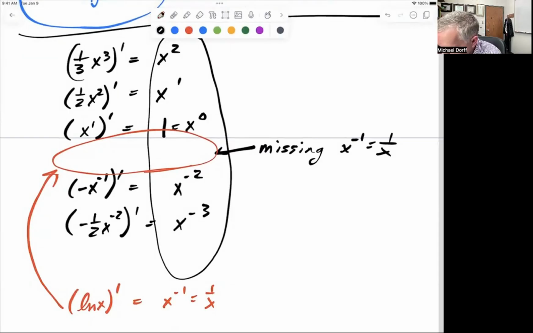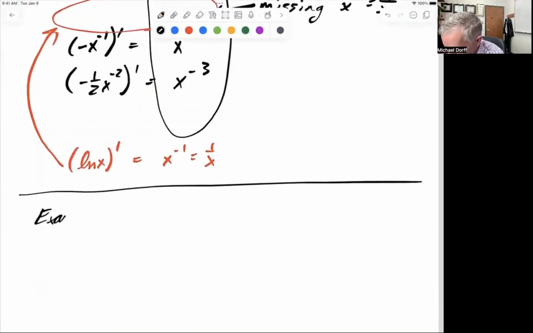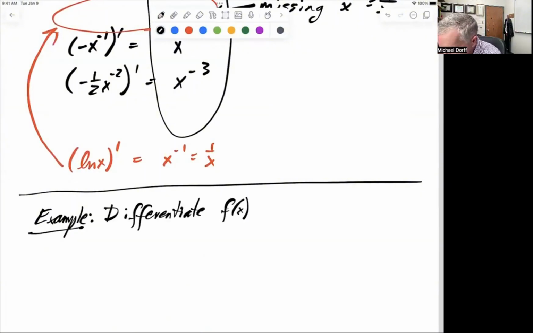Let's do a little bit more complicated example of this natural log. So we're going to do the following example. We're going to differentiate f of x equaling the natural log of the square root of 1 minus x squared.